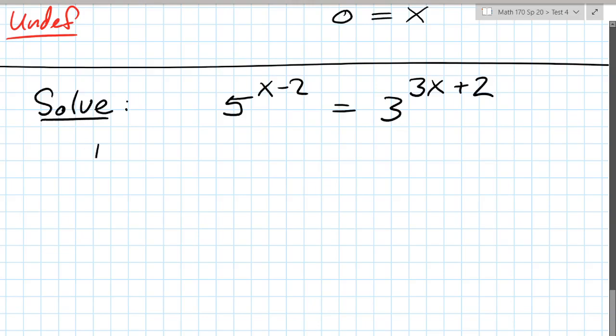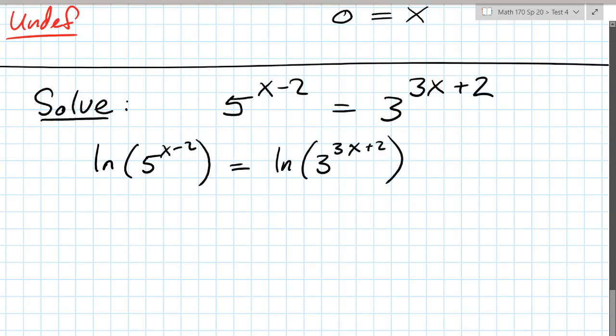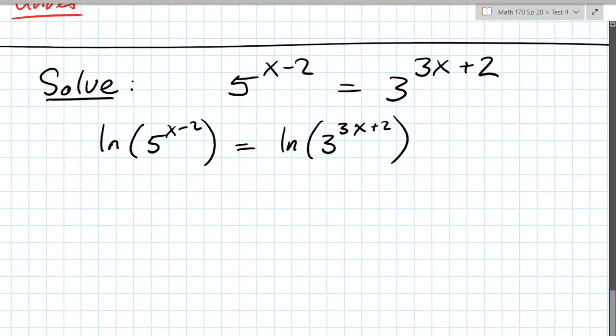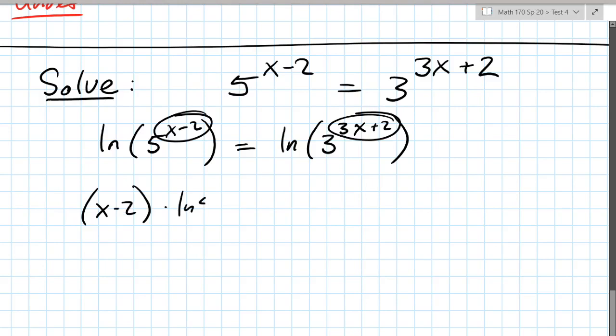use log of m is equal to log of n. And the reason this is helpful is it allows us to get at the powers and bring the powers out front as coefficients. So we have x minus 2 times the ln of 5.